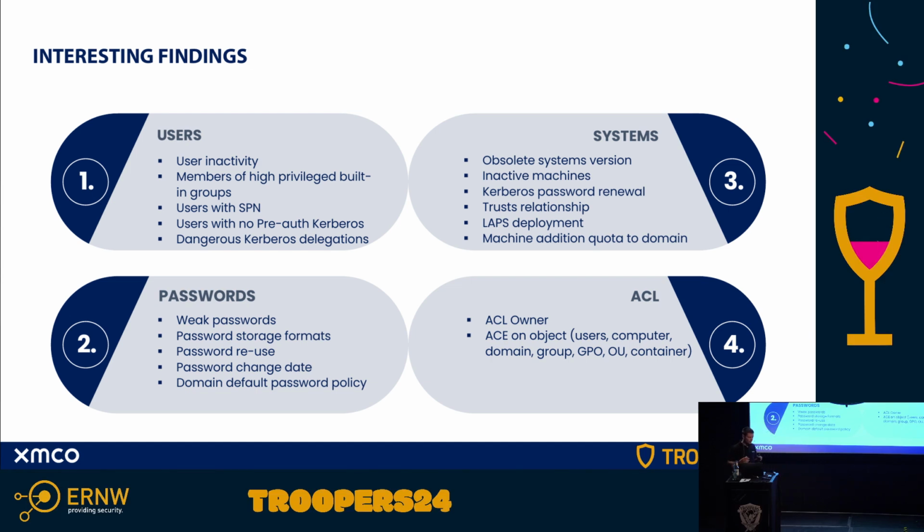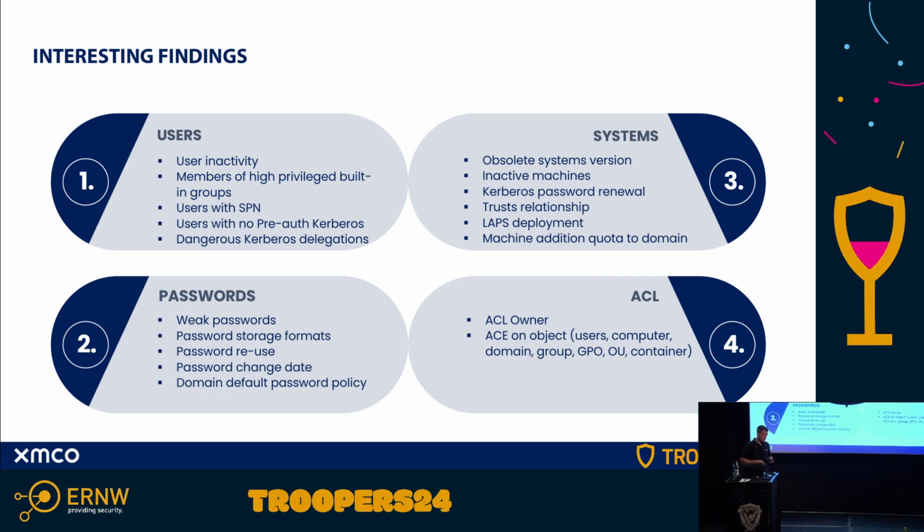So you have everything on users, like activity, if they have an SPN, if they have security attributes or not, delegations, and also the membership. You have the password properties, so you can try to break passwords with tools like John the Ripper or Hashcat, because you have the password hashes. You have the format, LM or NT, so you can find if they still use the obsolete LM format. You can detect password reuse.